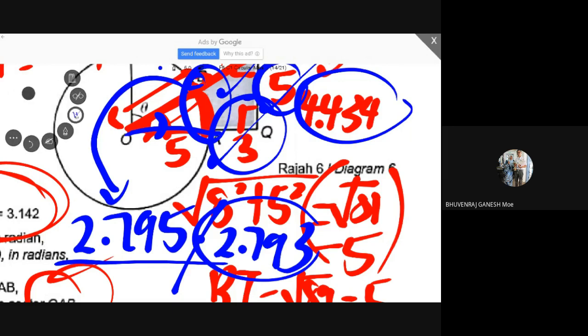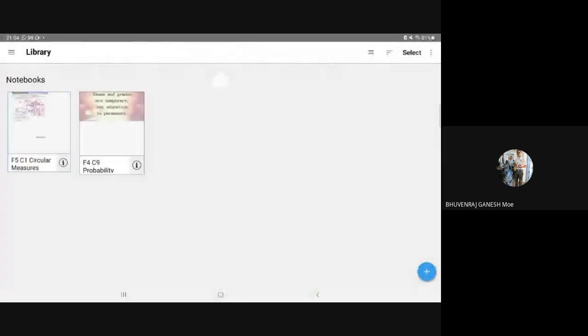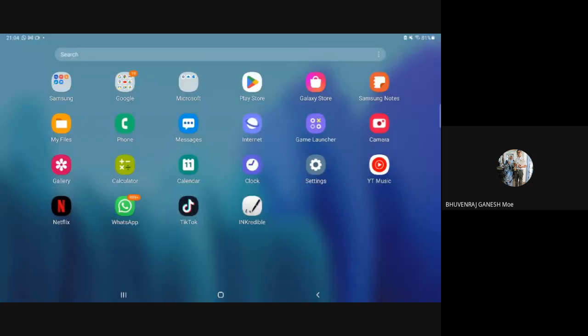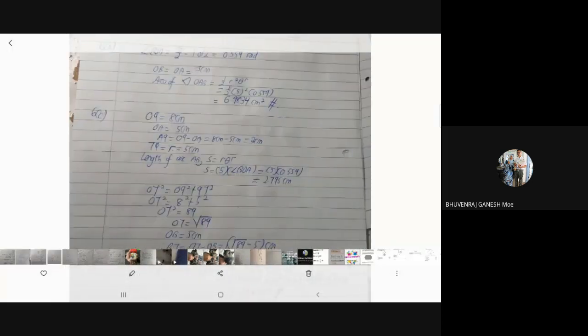Betul. Okay, so you can see the working over here for 6B and 6C. Okay, so this is your working. So you will get 15.2290, which is 15.23 lah. Betul. Okay. So, can you all understand my working, guys? And can you understand the question? Boleh faham seluruh soalan ni?